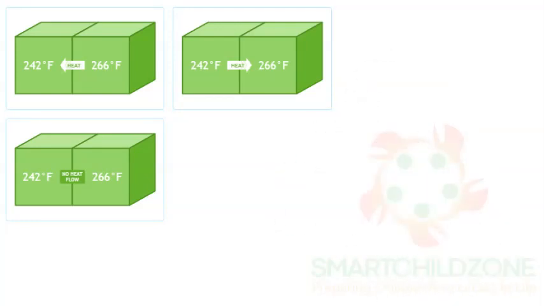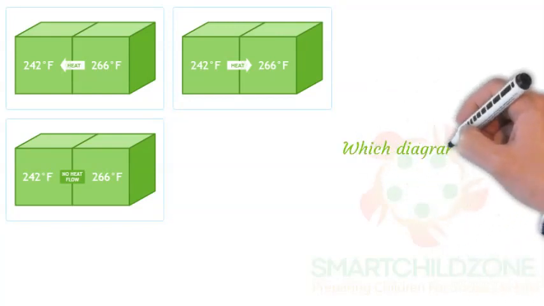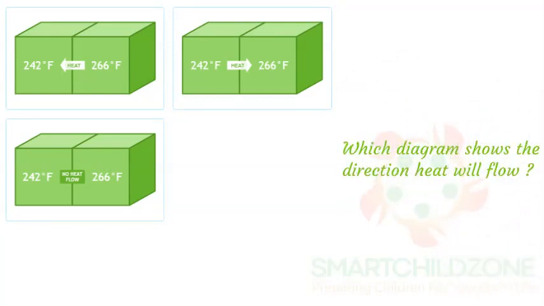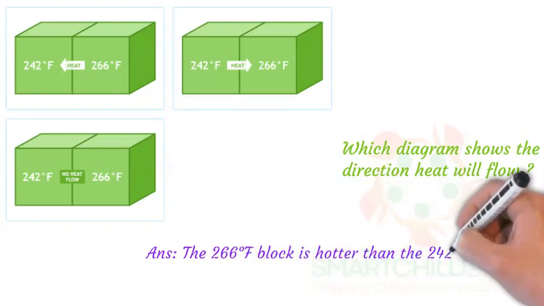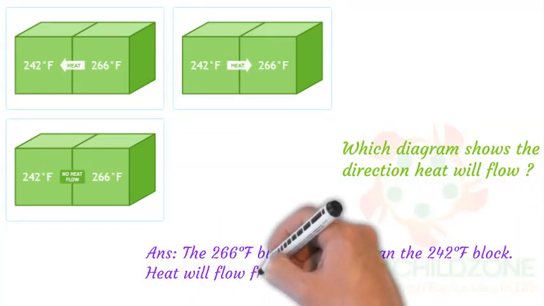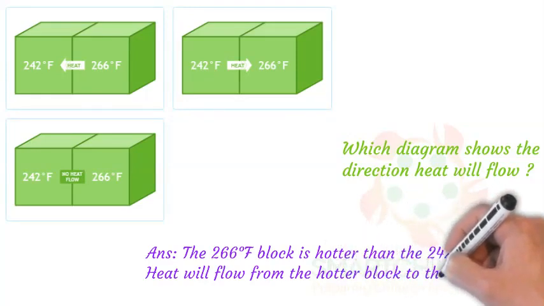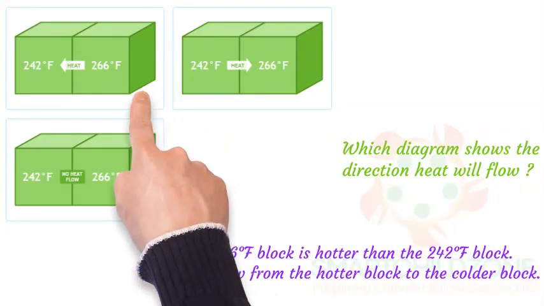Two solid blocks are heated to the temperatures shown. The blocks are placed so they touch. Which diagram shows the direction heat will flow? Compare the temperatures of the two blocks. The 266 degrees Fahrenheit block is hotter than the 242 degrees Fahrenheit block. Heat will flow from the hotter block to the colder block.